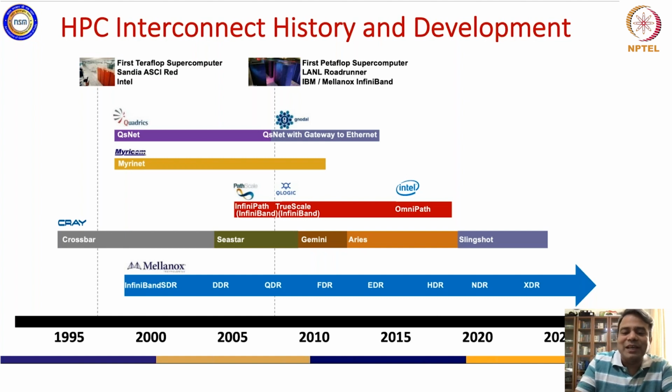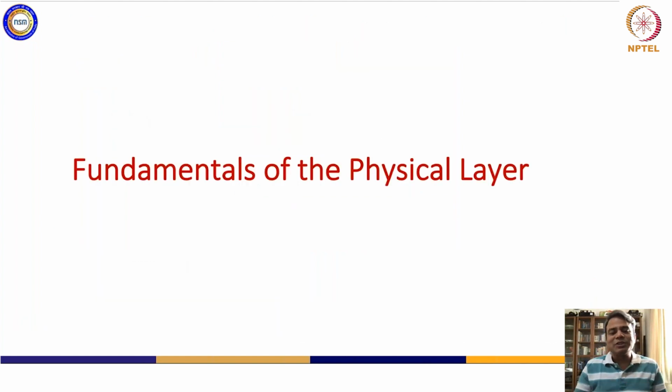Some other companies came into being, but then they have stopped manufacturing HPC networks. Again, this is more of history and technology and companies, where things stand today. But what we will discuss is the fundamentals, okay? And then we'll map it into the current generation. So let's go into the fundamentals.